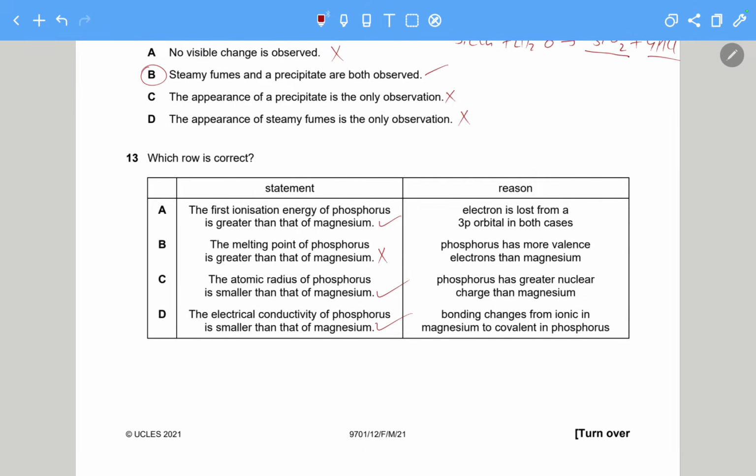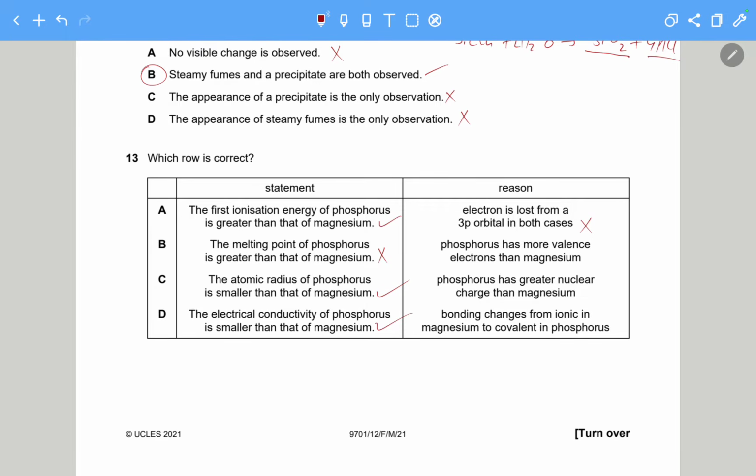Now we'll move on to the reasons. We will not read the reason for statement B, because we know that the statement is wrong. So option A, electron is lost from 3p orbital in both cases. Now this is wrong, because magnesium's valence orbital is an s orbital. For phosphorus it's a p orbital, and therefore the reason is wrong.